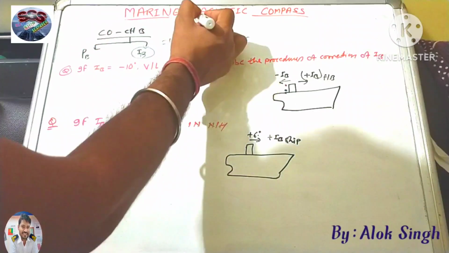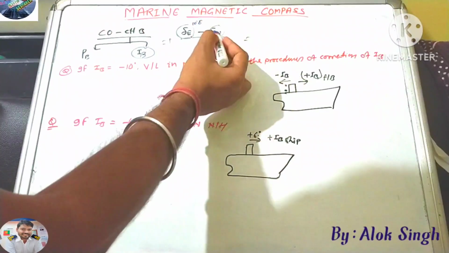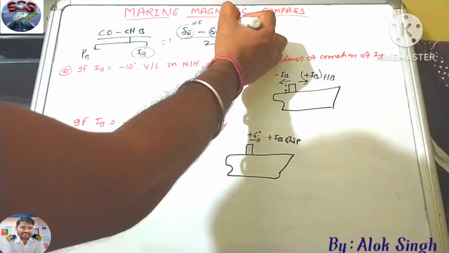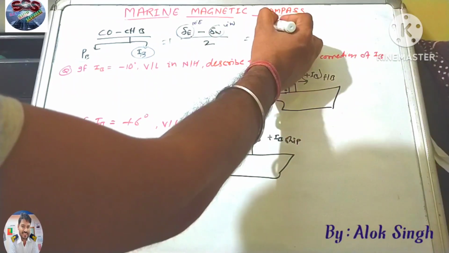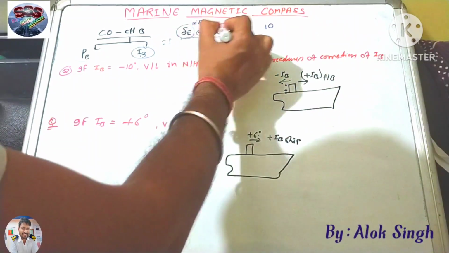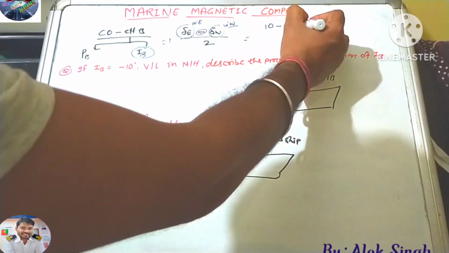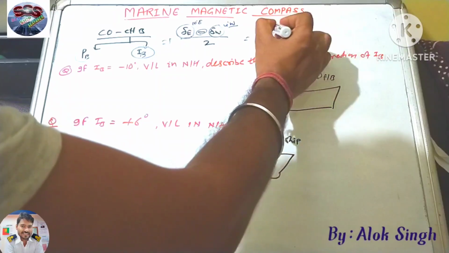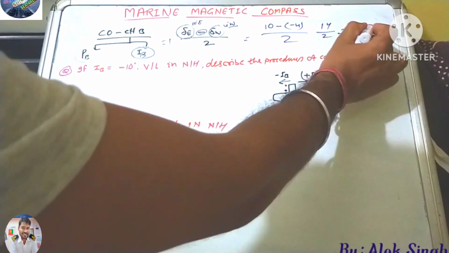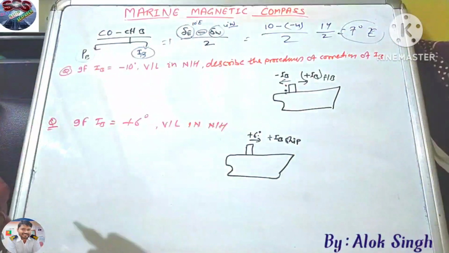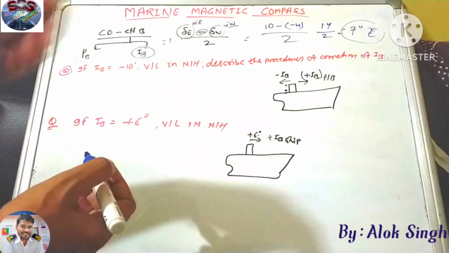For example, we take 10 degree east, but we have to take this one with the direction. So 10 degree east, and suppose this one is 4 degree west. So how do we calculate? 10 degree east means plus 10, minus is the formula, and west we will take on the negative side. So this is minus minus 4, divided by 2. So 10 minus minus is positive, so that is 14 divided by 2. That is 7 degree, or you can say 7 degree east, because it is positive. So we can find out that the resultant is 7 degree east.